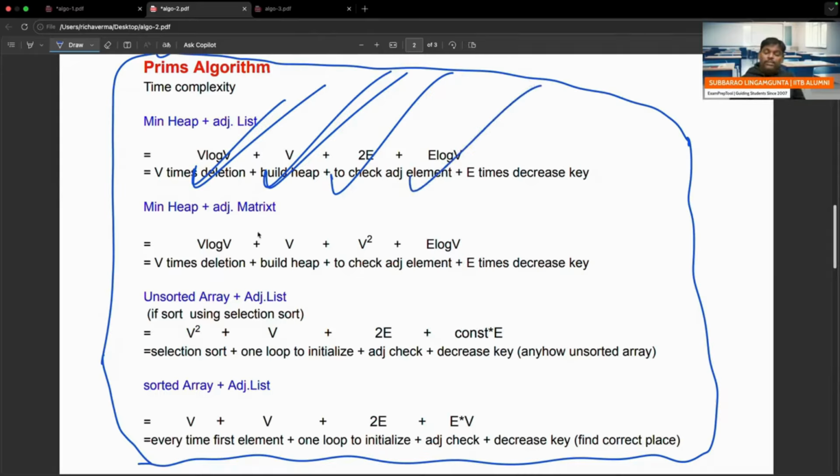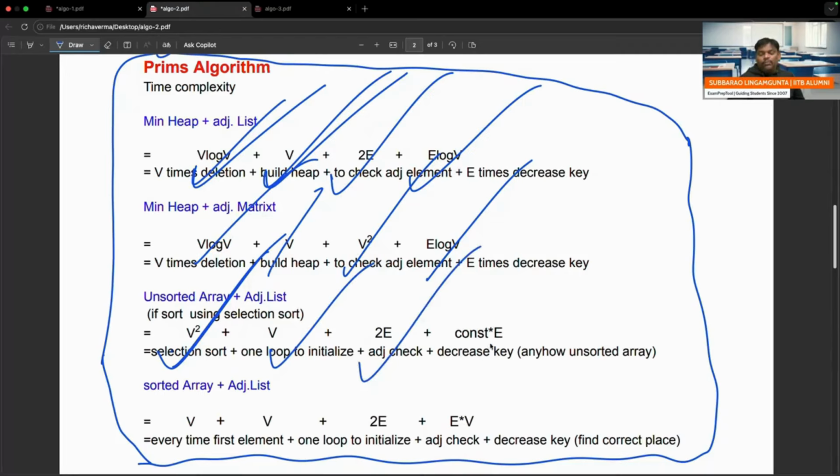So min heap with adjacency matrix is going to be V square, remaining all same. But for the unsorted array, on the left side every time you have to delete the minimum, and you don't know where the minimum is. So V square. One more thing, initially to initialize all of them, maybe V. Next, adjacency list, 2E. And one more thing is the decrease key operation. If you observe clearly, decrease key operation is constant each time because it's unsorted, so constant into E.